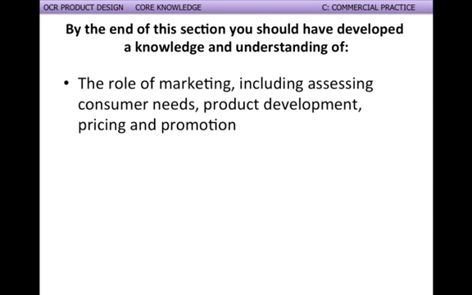So one of the things you've got to make sure you do by the end of this section is develop a knowledge and understanding of the role of marketing. That's going to include assessing the consumer's needs. You're going to be aware of the product development process. So that's not just making the product. That's everything from conception right up to selling it on. And that's going to include the pricing and promotion. And part of that promotion is going to be advertising. So you need to be aware of the different types of advertising that are available to companies.